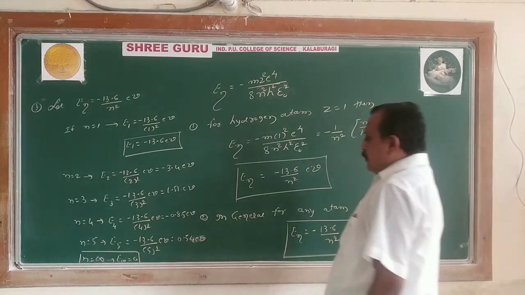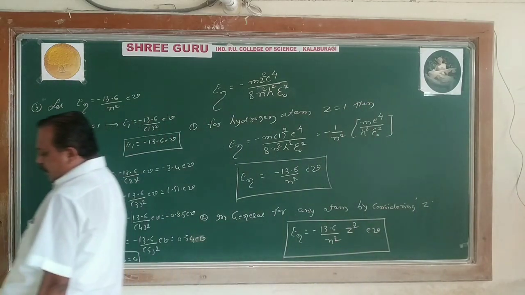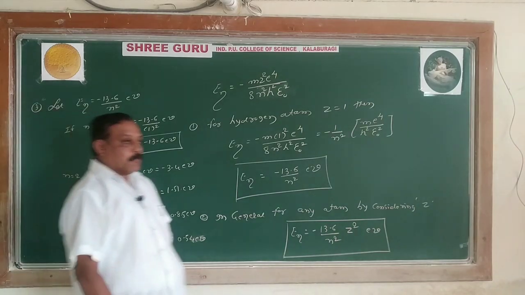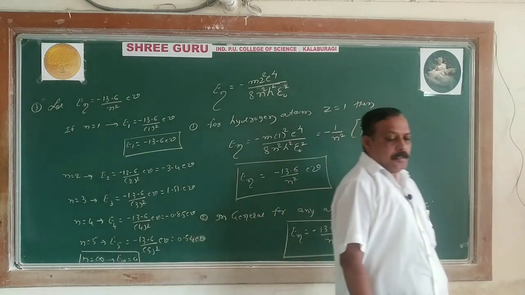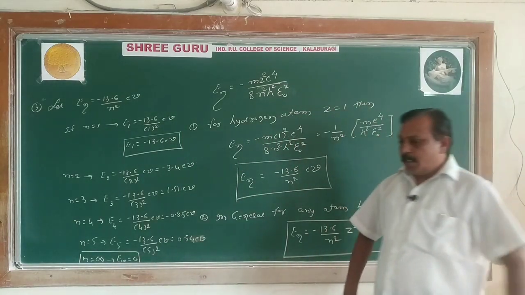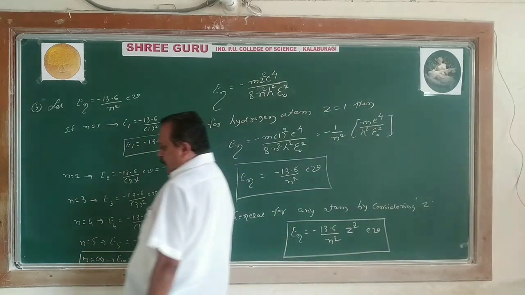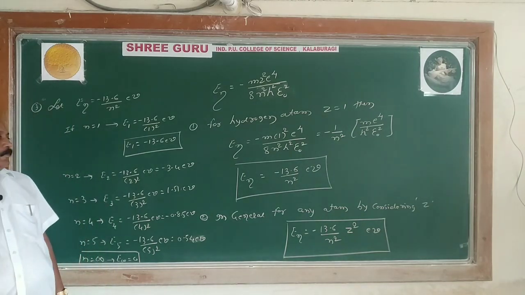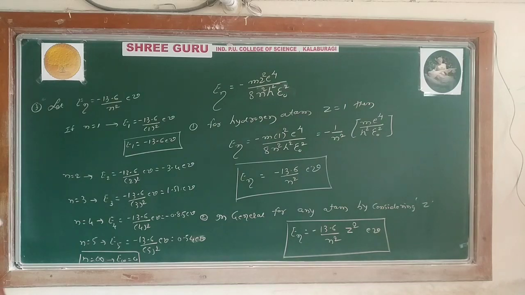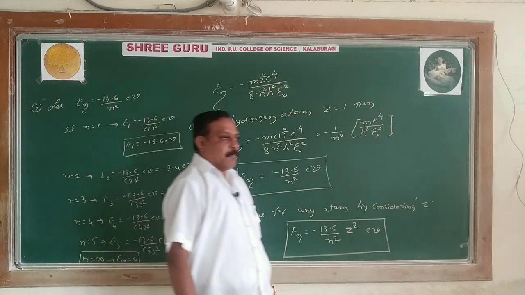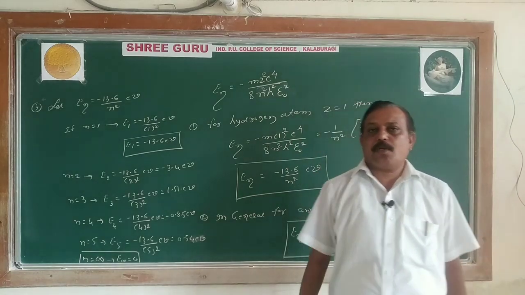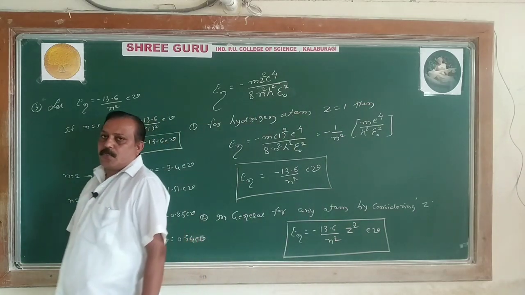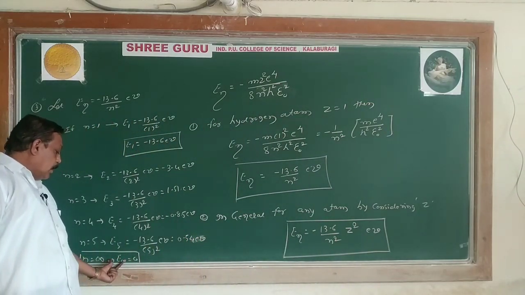If I take n equals to infinity, E infinity equals to 0, that energy is called ionization energy. For hydrogen atom, the ionization energy required is plus 13.6 electron volt. If you supply 13.6 electron volt, we can easily remove the electron from the orbit and it gets ionized. Ionization means what? To remove the electron completely from the orbit. Whatever the amount of energy is required, that is called ionization energy. For hydrogen atom, the ionization energy is plus 13.6 electron volt. Now this energy is generally called ionization energy.